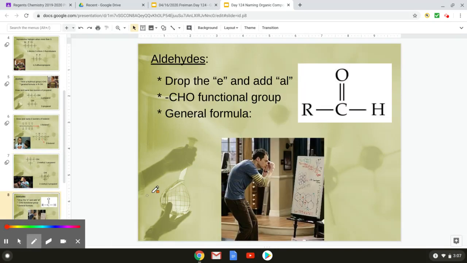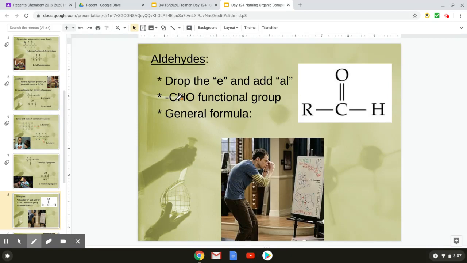The next functional group to discuss are called the aldehydes. The aldehydes, when we name them, we drop the E at the end and we add an AL. So like propane, you drop the E, so it's propan, and then you put al at the end, so propanal.